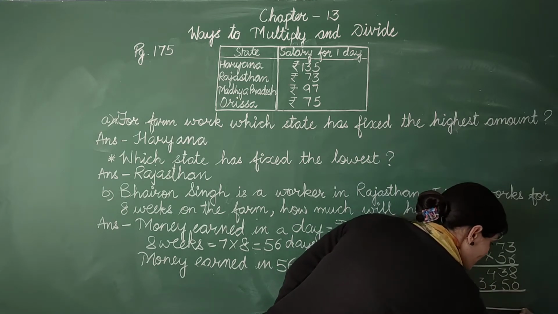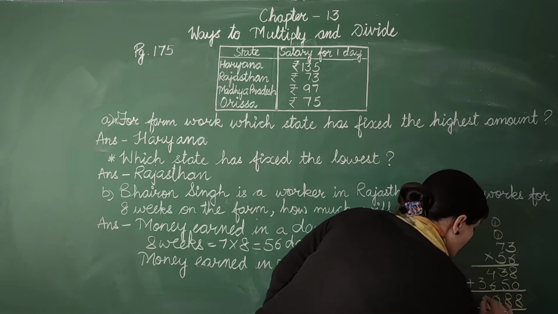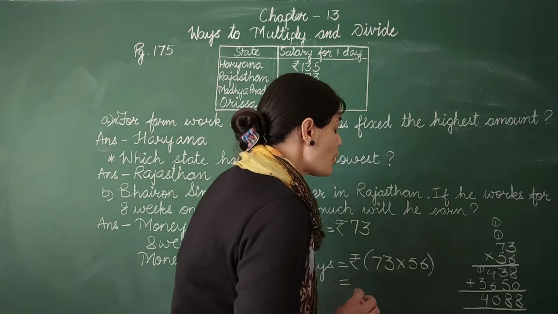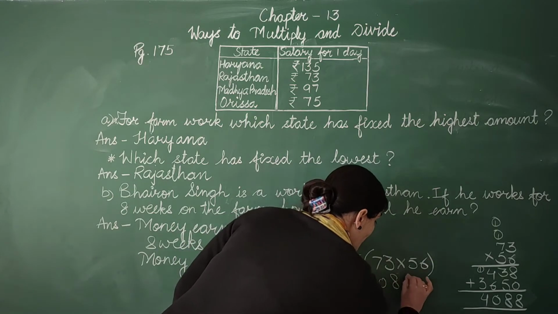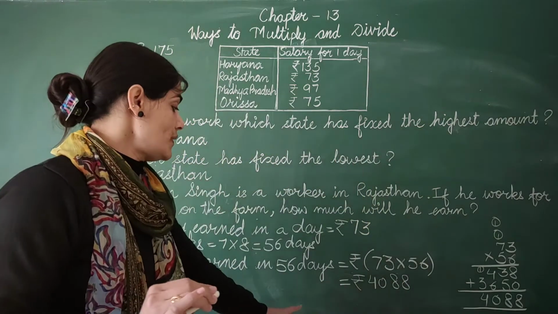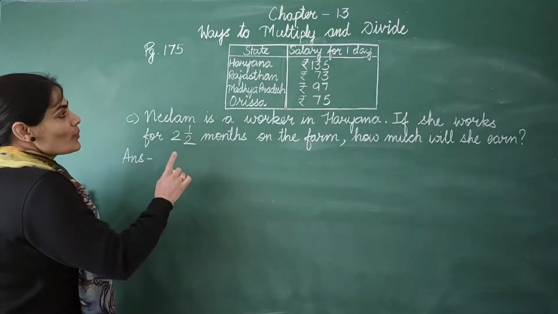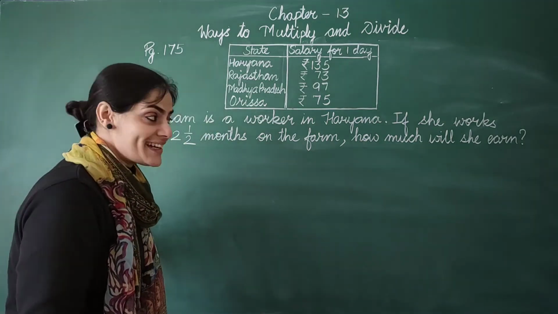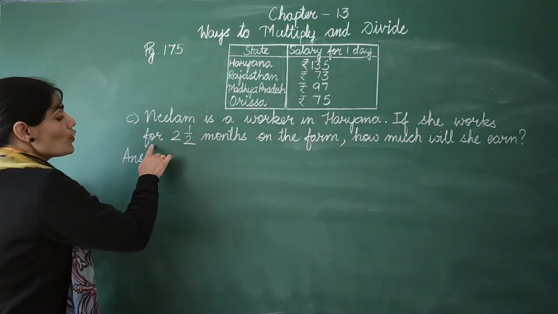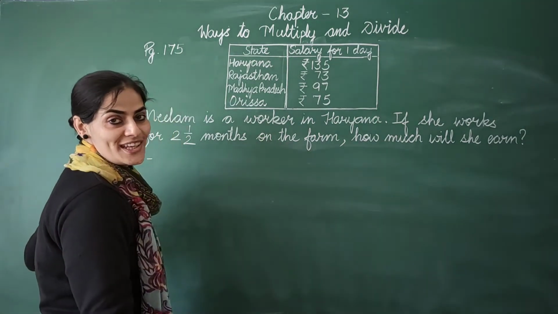Let's add them to get the final product. This is 8, this is 8, this is 0 and I carry 1 and it becomes 4088. So the money we earned in 8 weeks will be equal to 4088. Question C is, Neelam is a worker in Haryana. If she works for 2.5 months on the farm, how much will she earn?